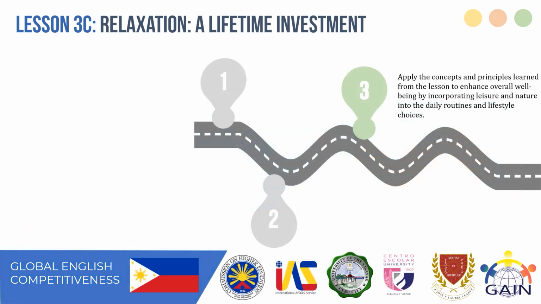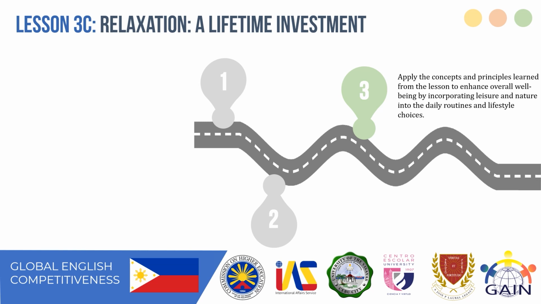And with that, we have covered our third can-do objective, which is to apply the concepts and principles learned from the lesson to enhance overall well-being by incorporating leisure and nature into the daily routines and lifestyle choices.